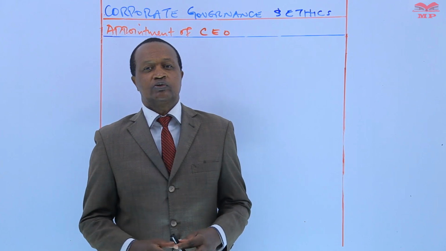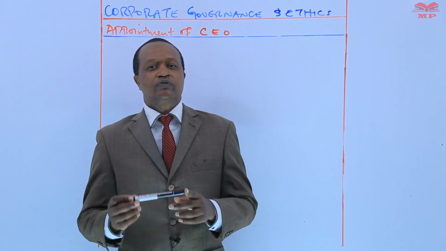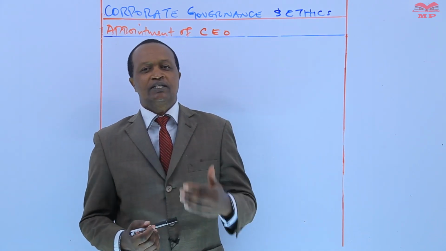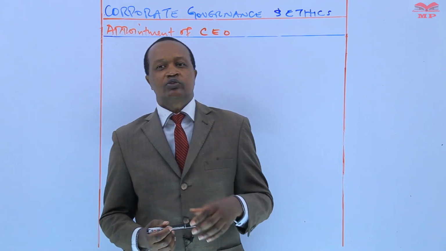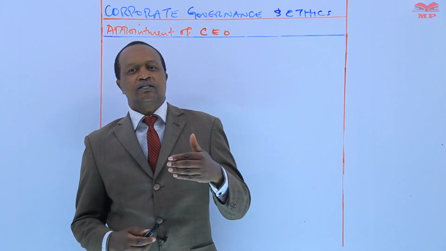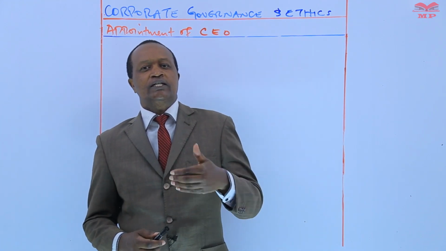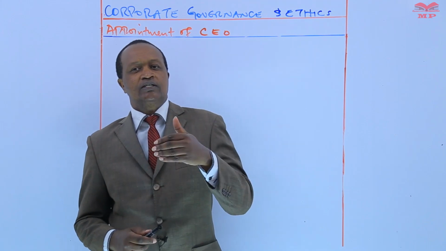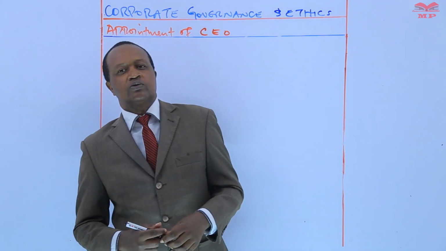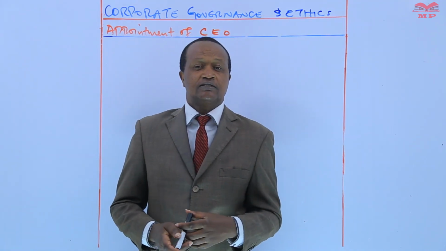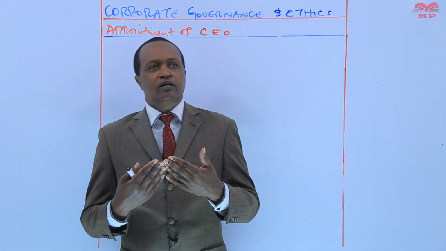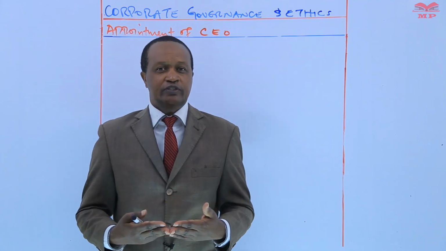Today we are going to focus our attention on the appointment of the chief executive officer, who is responsible for the company's day-to-day operations and the overall strategic direction. And the board of directors plays a crucial role in this success, ensuring the selection of a qualified and capable leader who can drive the company's success. In this lesson, we study the process of appointing a chief executive officer.